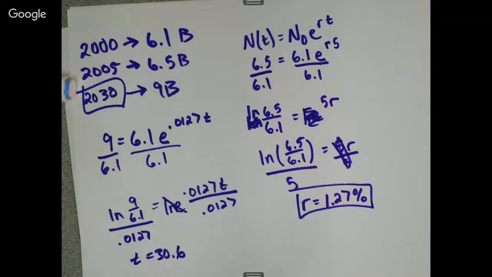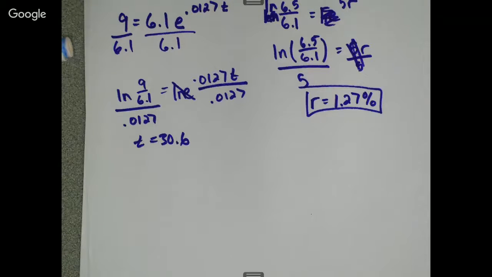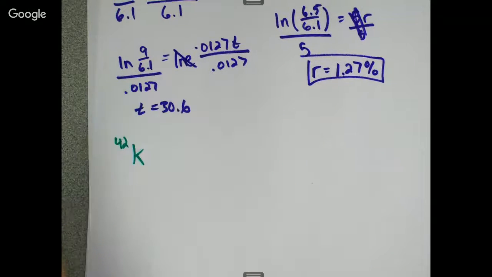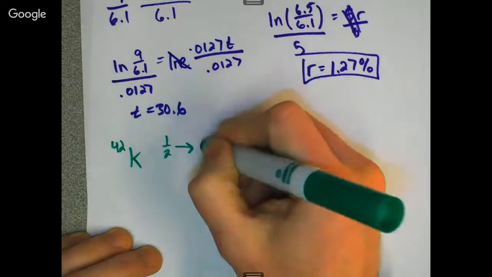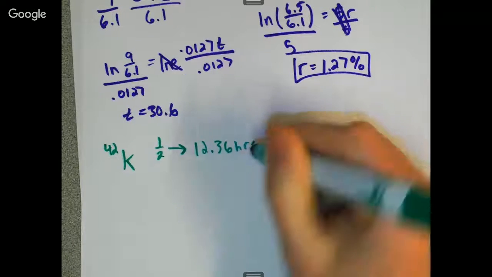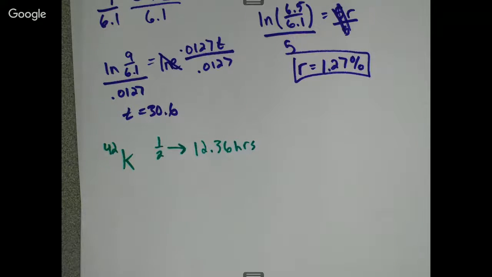Okay, so we'll just do it here. We've got potassium. No, let's get a different color here. We got potassium 42, and its half-life is 12.36 hours. Okay, so we had a couple questions. The first one was find a model that represents this.